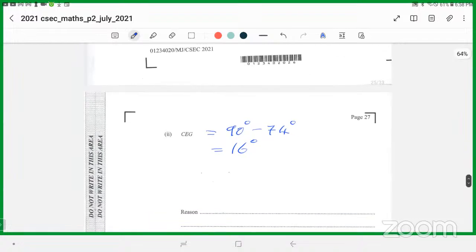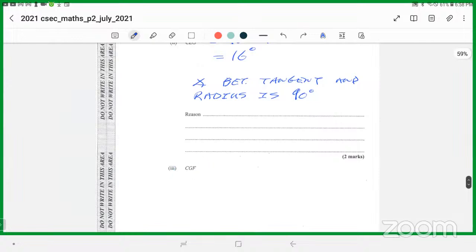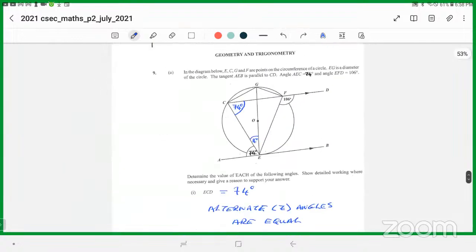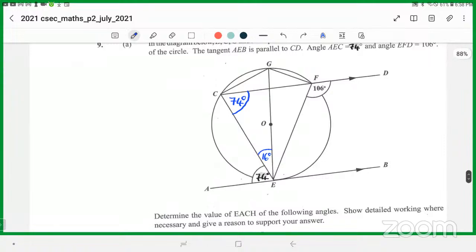What's the reason? Angle between tangent and radius is 90 degrees. So the total angle is 90 degrees, and one piece of it is 74, so that piece must be 16. Now, next part, CGF. Where's CGF? C to G to F. So they're talking about this angle up here.